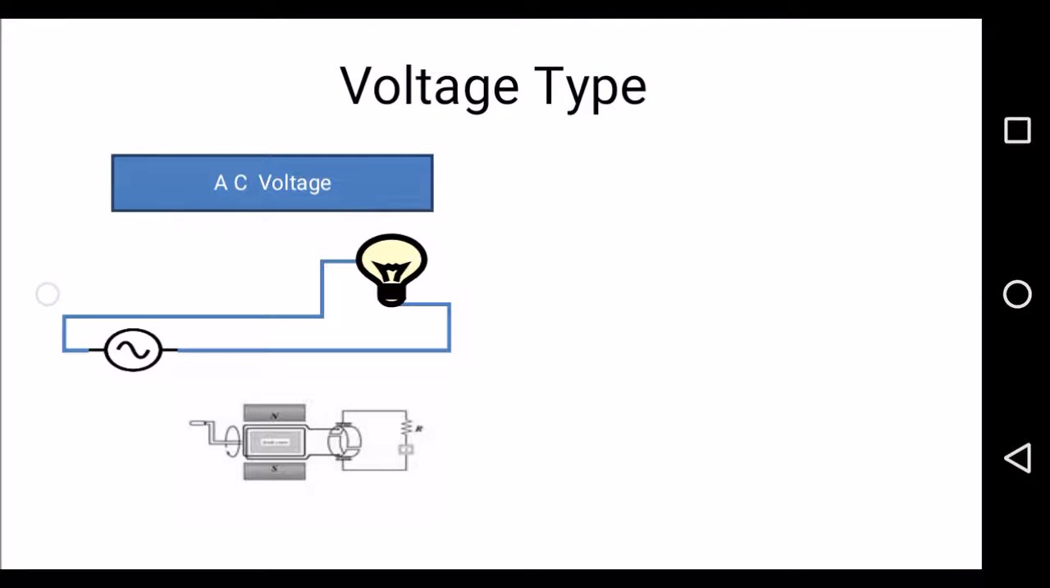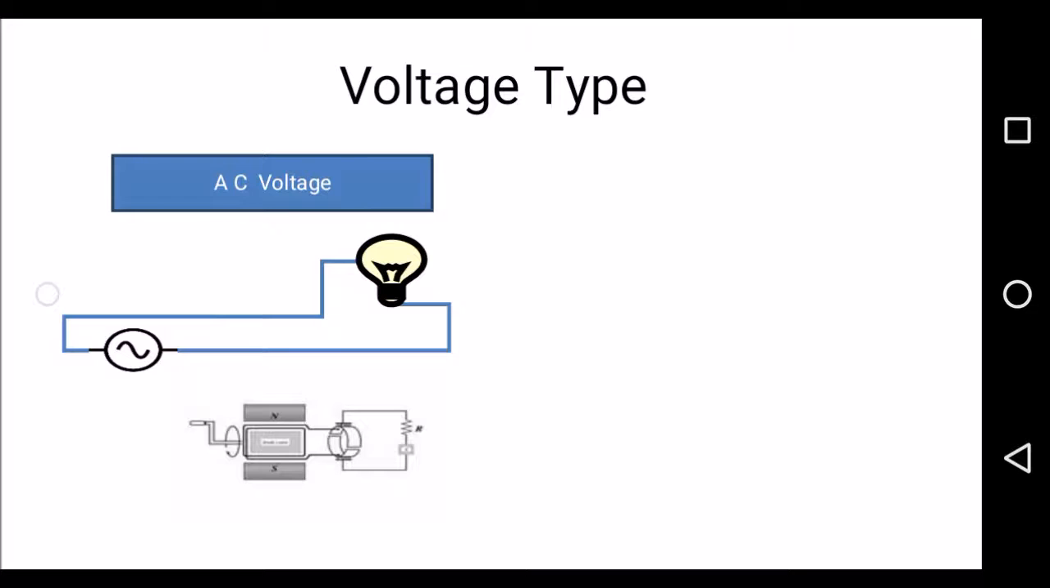This is the second type of voltage, that is AC voltage. This is the symbol of AC voltage, as we know that AC voltage is a sinusoidal waveform. That's why inside the circle there is a sinusoidal waveform. The source is connected to the load, and this is the alternator or synchronous generator which can generate AC voltage and supply it to the load.